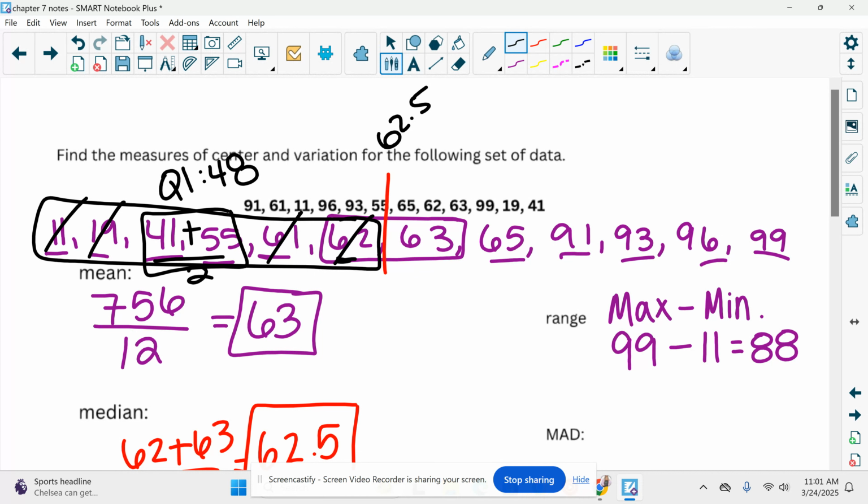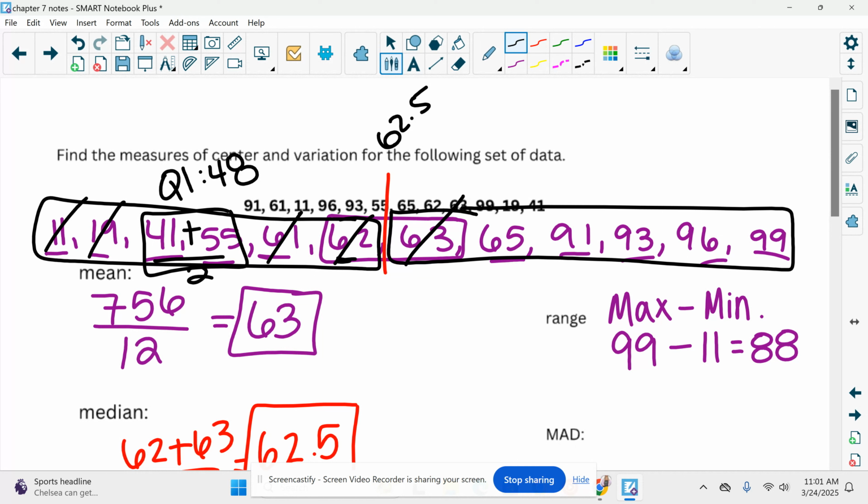And then I'm going to do the same thing on the other side. This is the upper half because those are the higher numbers. Back and forth, back and forth. Oh darn, I've got two numbers in the middle. So I got to add them together and divide by 2. Or if you just know what number is in the middle between 91 and 93, 92. So Q3 is 92.